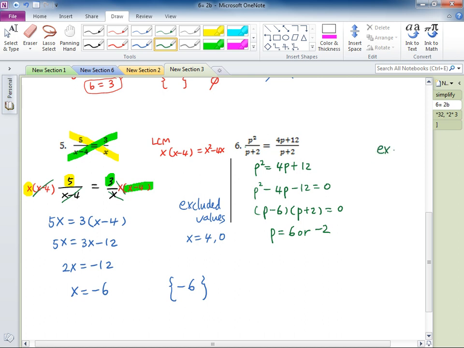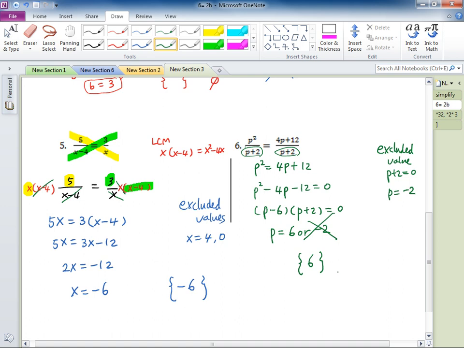What is going to be the excluded value? Look at the denominator. Do I have a denominator? Yes, the denominator should not be equal to 0, right? So if that number makes the denominator 0, that's going to be a big problem. So your answer should not be negative 2. Do we have negative 2? Yup. So exclude that number. So what is my only solution? 6. So you have only one solution.